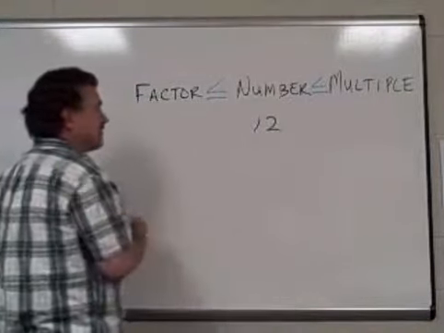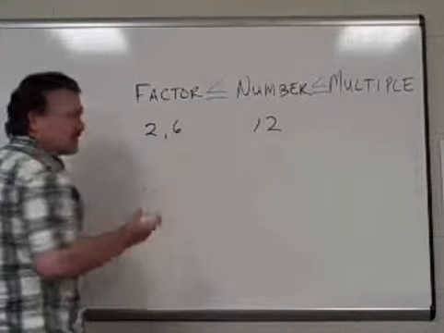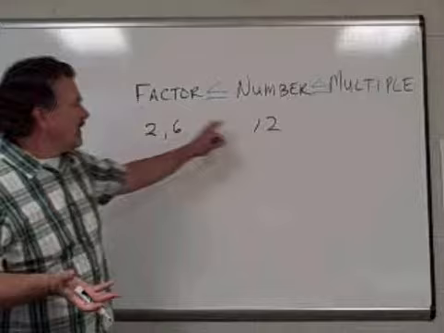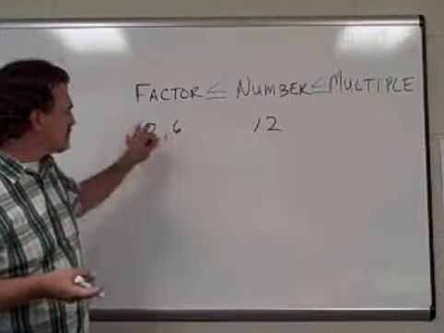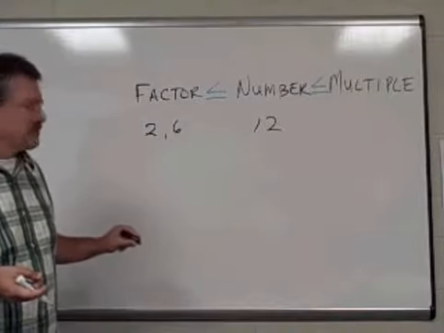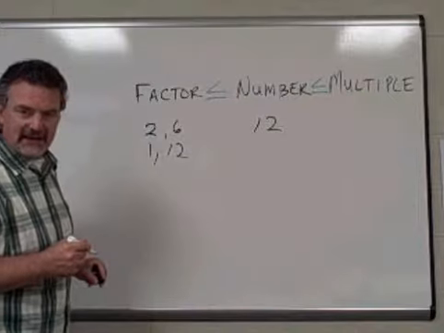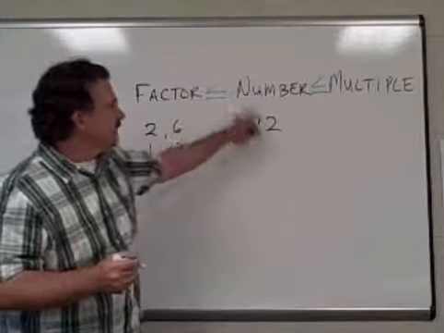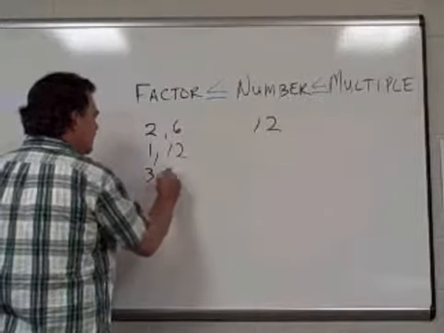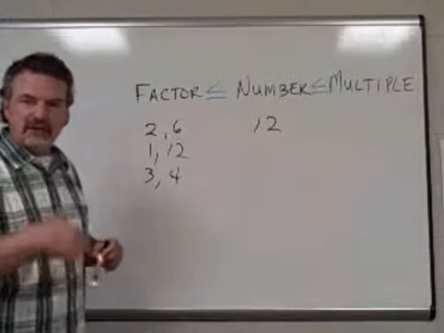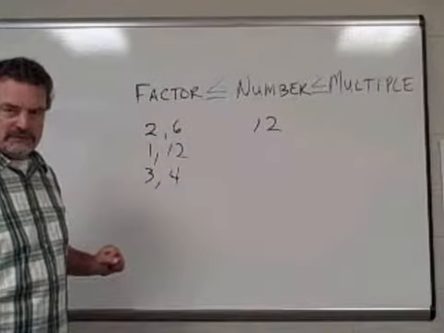So if you think about some of those factors, 2 and 6 would be factors of 12, would they not? 2 divides into 12 6 times. 2 times 6 makes 12. So 2 and 6 would be examples of factors of 12. 1 and 12 are factors of 12. They will divide into 12. 3 and 4 would be another pair of factors of 12. They will divide into 12.